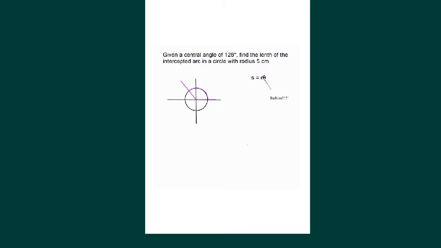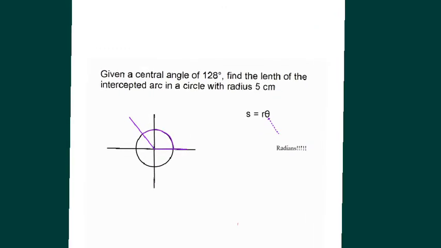So we are going to find S in this situation right here, and S stands for arc length. I don't know why S stands for arc length, but this means arc length. So I want to find the arc length of a central angle of 128, so that's this, and that's in degrees, and the radius is 5, and that's this piece here. So the formula that you need to know is S equals r theta, but theta always has to be in radians.